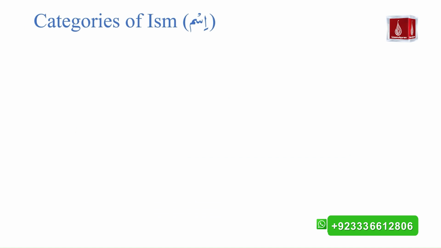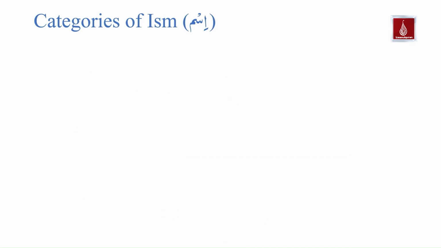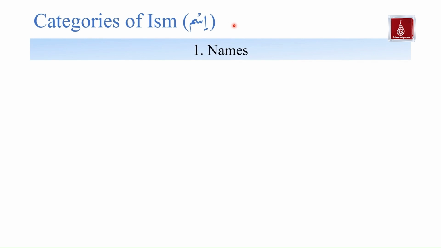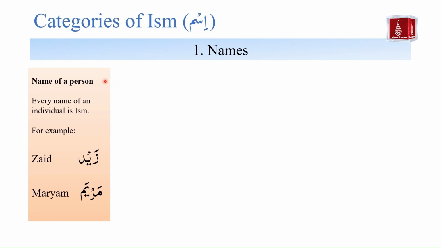In the previous section, we studied how ism was broad in its scope as compared to a noun, and how ism is not the same as noun. Now let us look at some of the categories of ism. The first category of ism includes names. Ism can be the name of a person. Every name of an individual is ism.